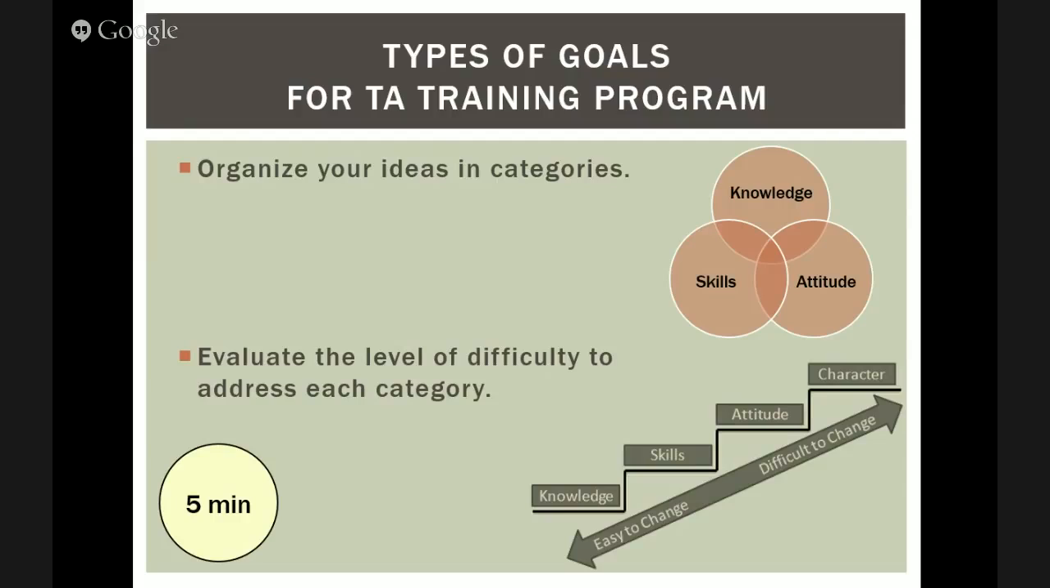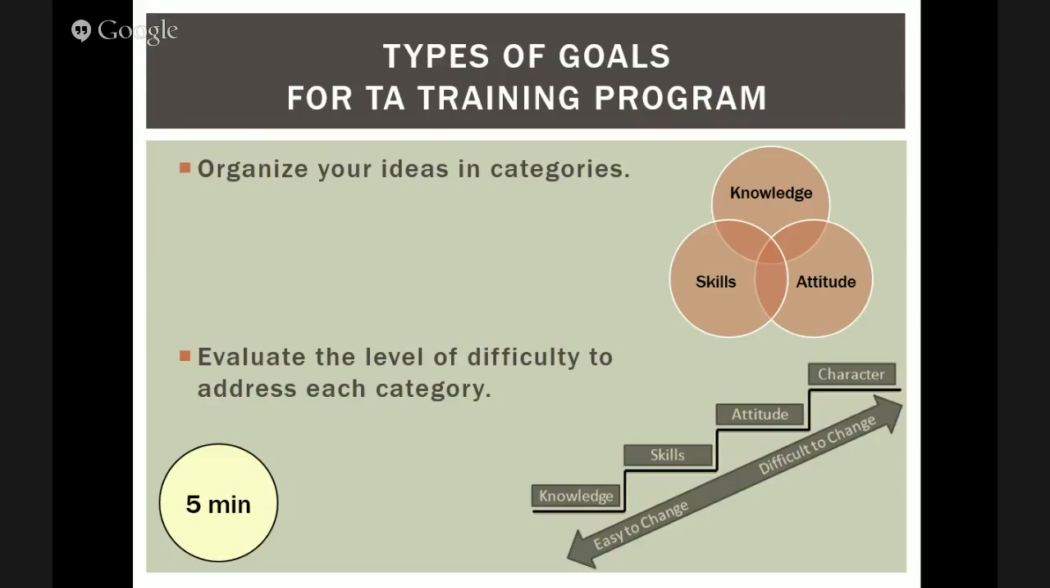So try to see if there are categories of ideas that you have come up with, and think about how challenging it is going to be to address those ideas. Those big categories. So if, for example, you have knowledge, skills, and attitude, it's easy to change knowledge. It becomes a lot harder to change attitude, right? And so the level of difficulty, you need to keep that in mind as you're trying to think about what you want to do with your program.